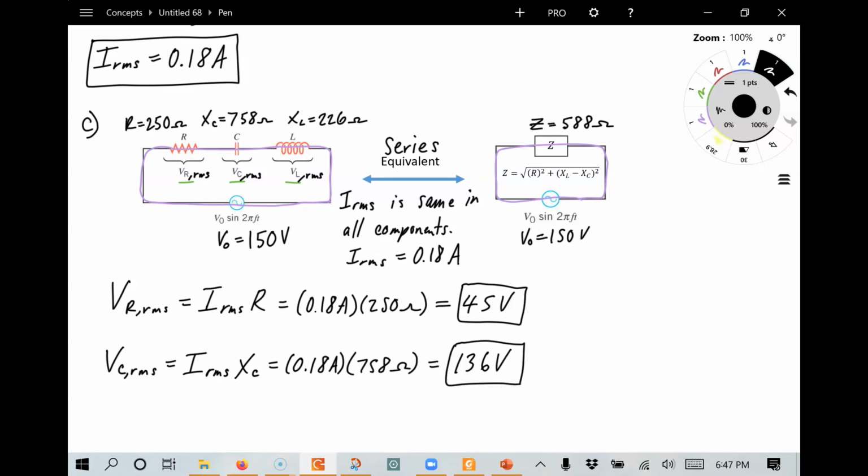And finally, I bet you can guess the next equation. For the inductor, an Ohm's-like law, same current, and I'm sure you guessed right, we use the inductive reactance in this case. So this is going to be 0.18 amps multiplied by 226 ohms. Let's see if we can write good over here. And that comes out to about 41 volts.